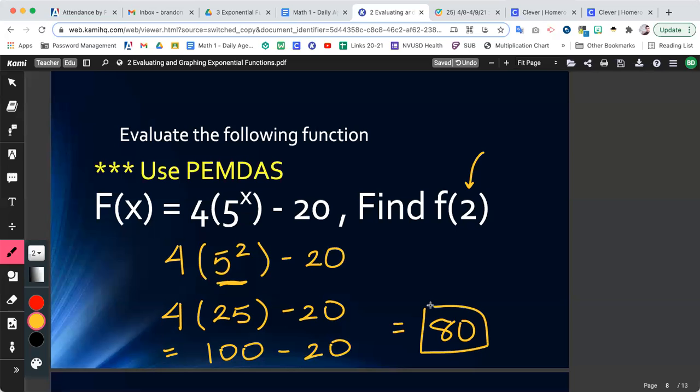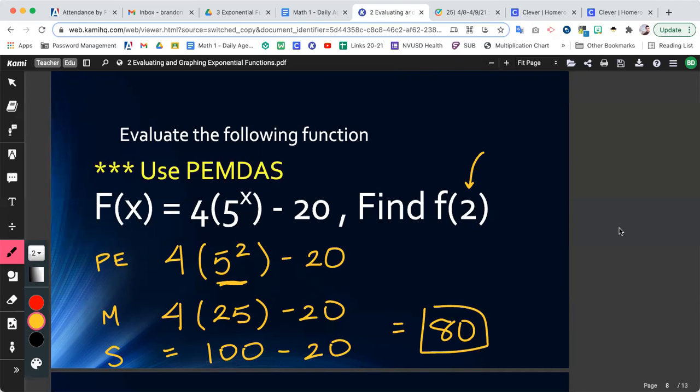So remember, PEMDAS, in order, we did the parentheses and the exponents first. Then we did the multiplication. And then we did the subtraction. Okay. So whenever you're thinking order of operations, make sure you're following PEMDAS. We did parentheses and exponents. Then we multiplied by the 4. Then we subtracted that 20. And we get our final answer of 80. Any questions so far on the problems that we've gone over? I just want to make sure I check in and see if anyone wants me to go over something again.